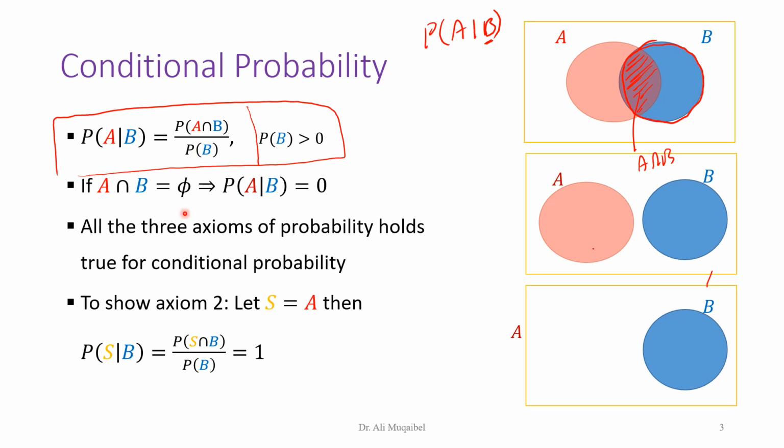We can also go by the formula. It's the probability of the intersection divided by the probability of B. The intersection between these two, A and B, is going to be B. So this is going to be the probability of B divided by the probability of B, which is equal to 1, because this intersection is nothing but B.